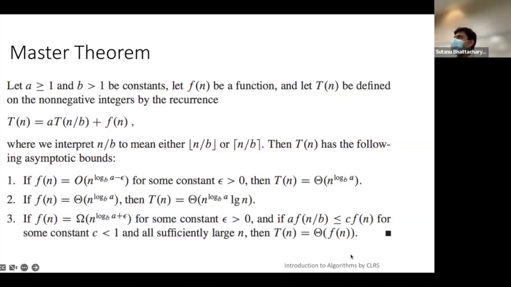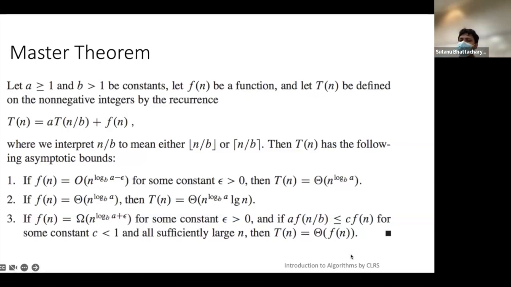And case 2, what is case 2? When both are equally dominating. That's why theta. Theta means they are almost the same. So when they are equally fast, the solution would be n power log A base B multiplied by a very small term, log n. So is the overall idea clear to you? What we did informally, because we skipped a couple of conditions, that's why I said it was the informal definition. Now we'll dig deeper into those conditions.